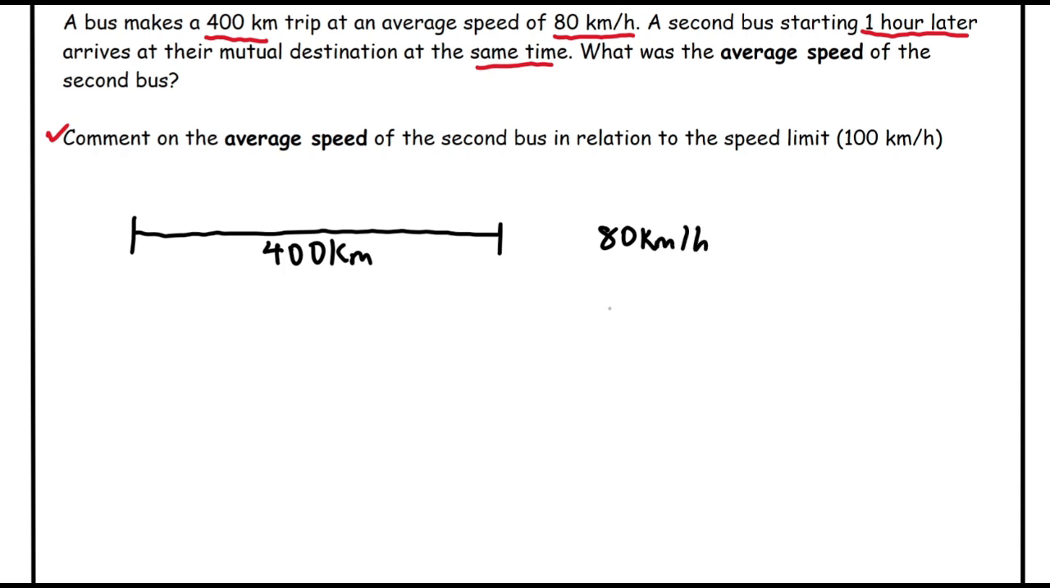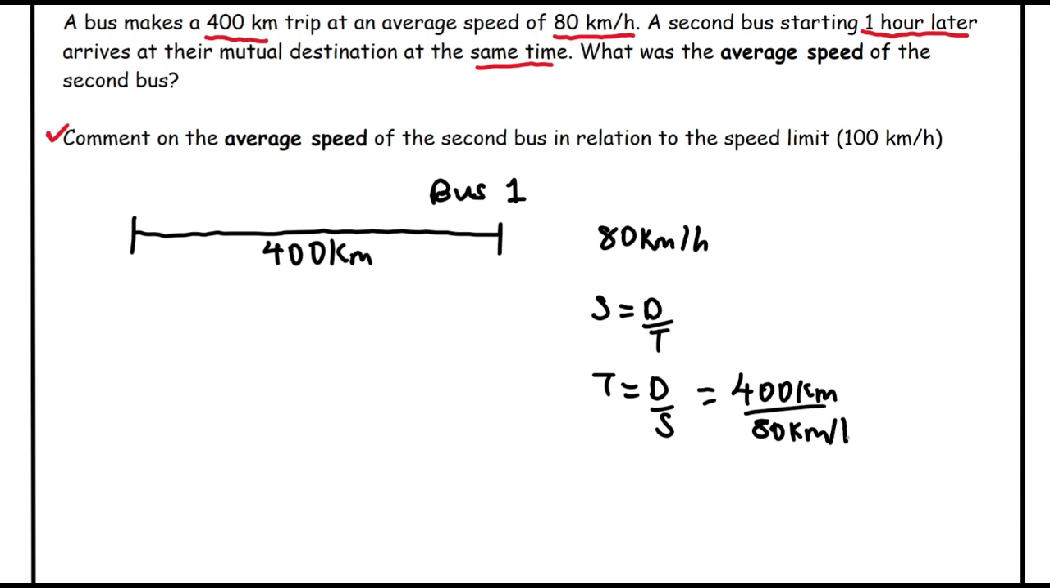So let's find the amount of time that it took bus 1. Average speed is equal to distance over time taken. That means that if we make time the subject, time is equal to distance over average speed. So the distance, 400 kilometers, divided by the average speed, 80 kilometers per hour. The kilometer and kilometer cancel, the hour goes on top. 80 into 400, that's 5 hours.